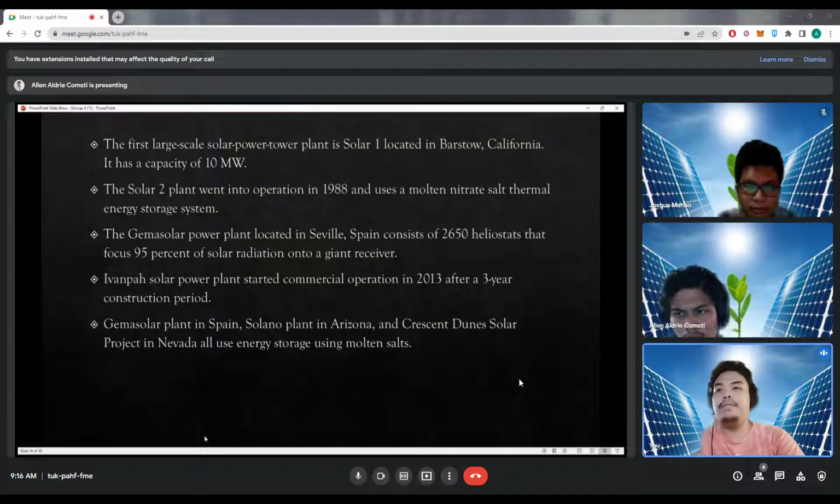Next is the Ivanpah Solar Power Plant, which started commercial operations in 2013 after a 3-year construction period. It consists of three separate units. The electricity generated can serve 140,000 homes during the peak hours of the day.